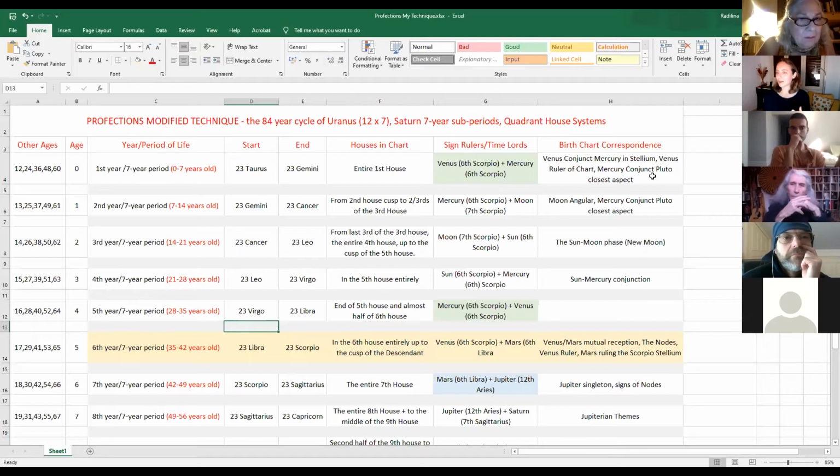It's singing the same tune. The progressions, the transits, the profections, as we can see, they all point us to the same themes. So moving on, in the second year, now here the situation is different. I'm not dealing just with one house, with one sign. I'm again dealing with two signs.